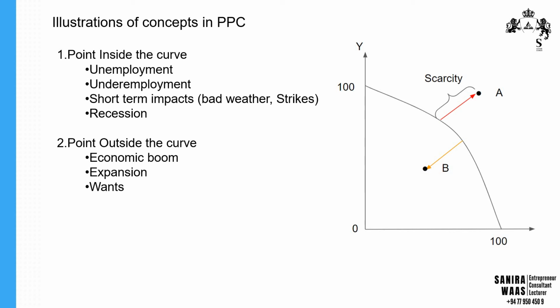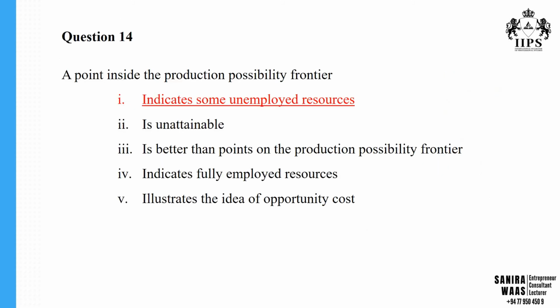And it might be where we want to achieve, right? Because of that, we can identify the concept of scarcity, where point A denotes a want and our production capacity operates somewhat far below, where that gap is identified as scarcity. In accordance with these concepts, a point inside the production possibility frontier will be identified as indicating some unemployed resources in the economy, right?